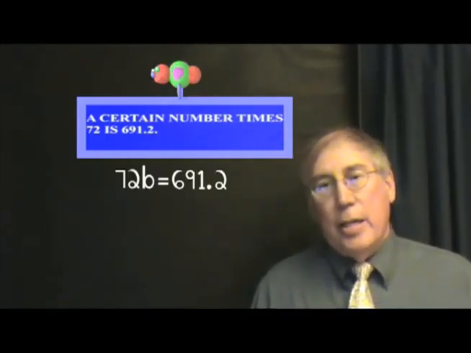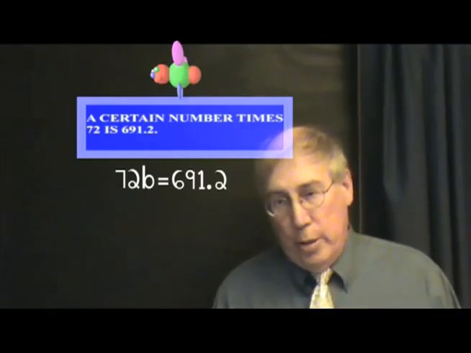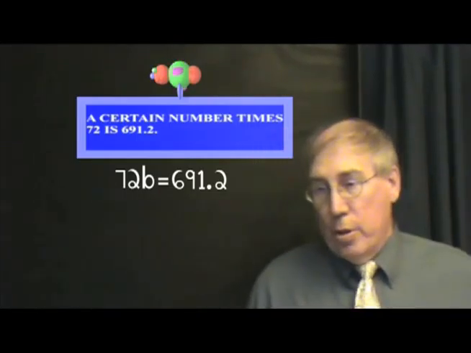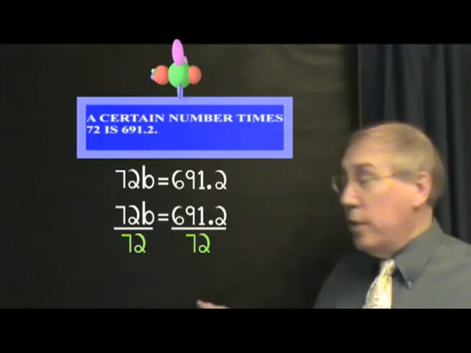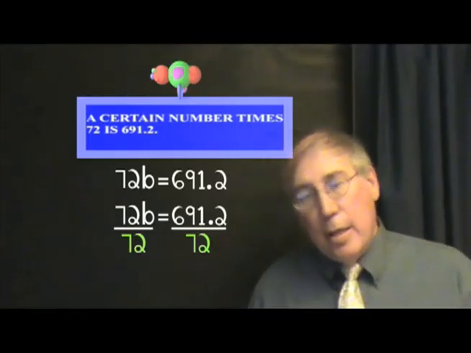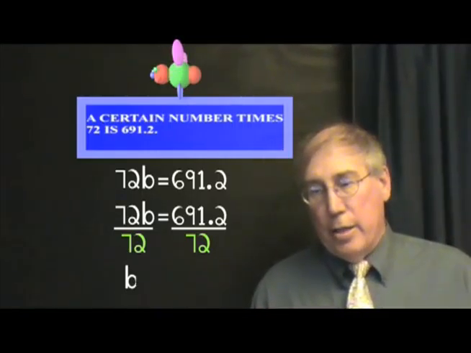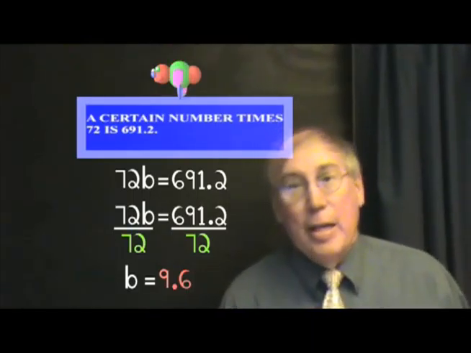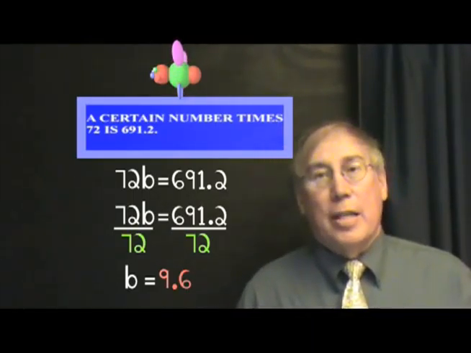A certain number times 72 is 691.2. Now we got some big numbers to work with here. 72b equals 691.2. Divide 72 into both sides. Might need your calculator on this one. b equals 9.6.